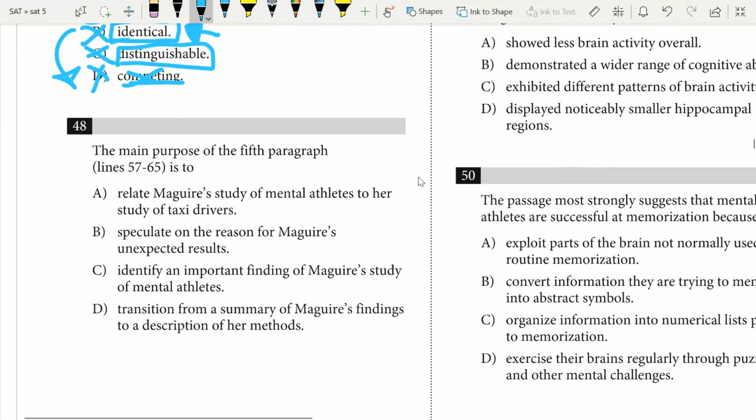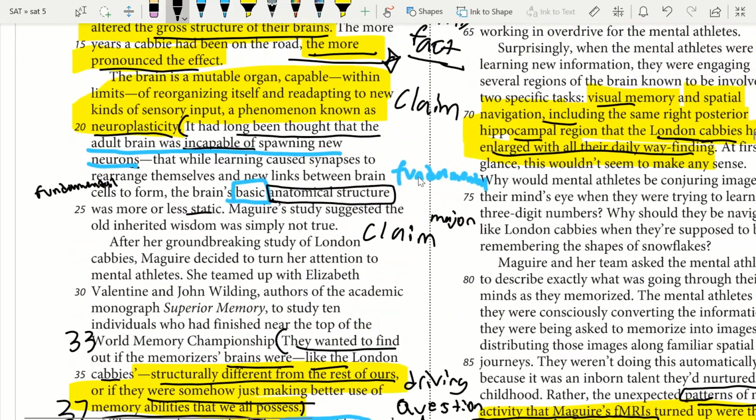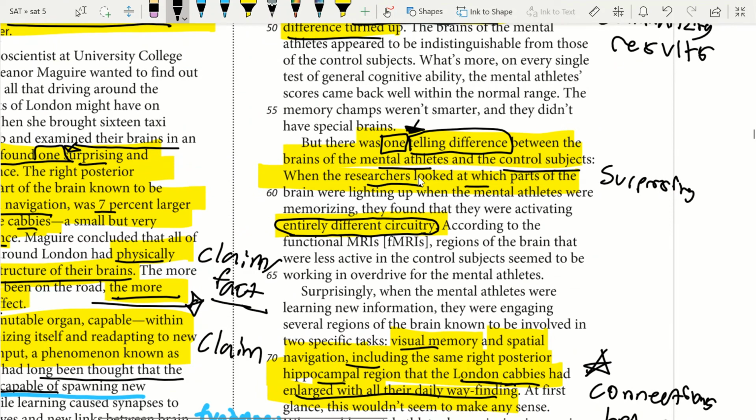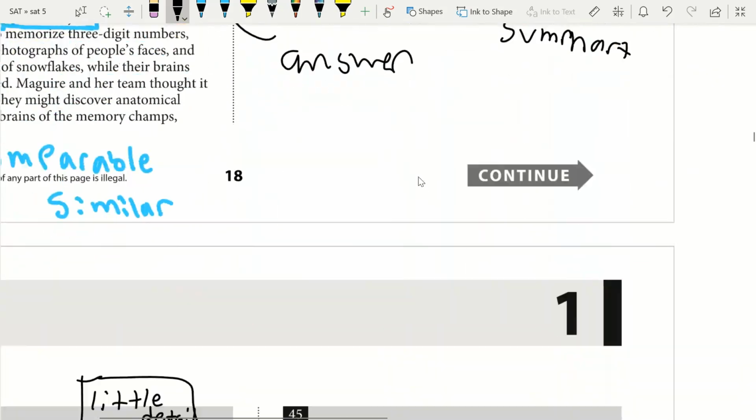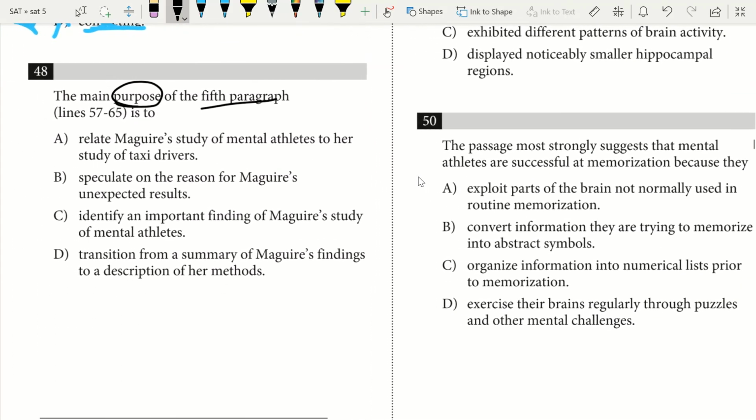All right, the main purpose of the fifth paragraph is to do what? Obviously, it's a purpose question because we're asked for the purpose of this fifth paragraph. Let's go take a look at that fifth paragraph. It said 57 to 65 was our lines. All right, well, I see what I'm talking about here is I'm summarizing my findings, or I have surprising findings, I'm sorry. I have surprising findings of these entirely different circuitry that's being used, so I'm summarizing my experiment there. So summarizing my experiment, stating my surprising findings is really what I see going on there. So I'm going to look for an answer choice that says that.